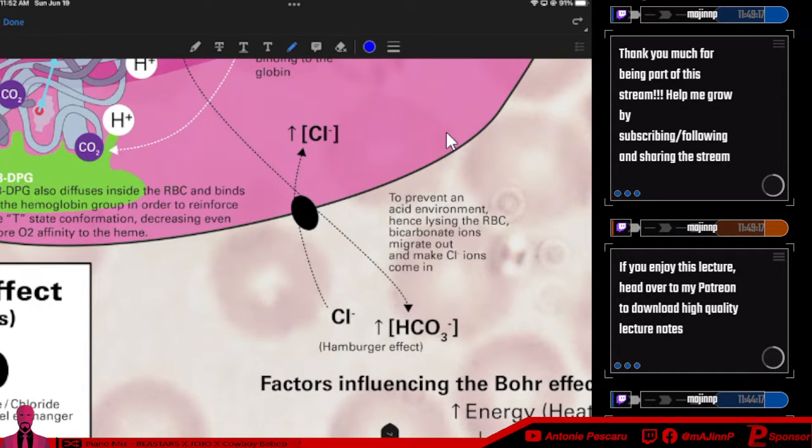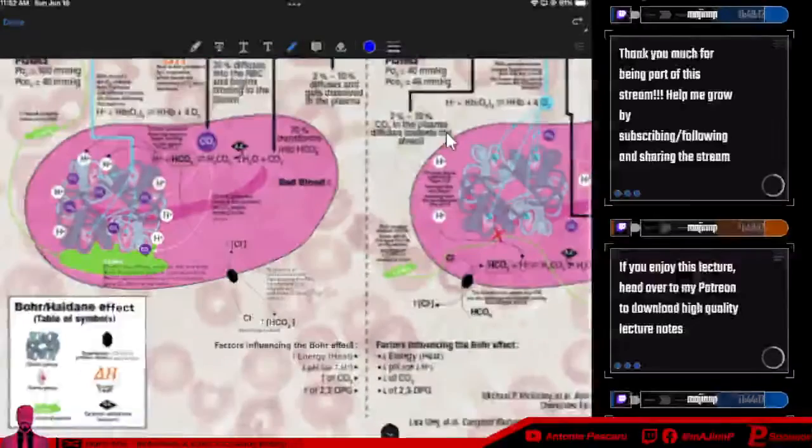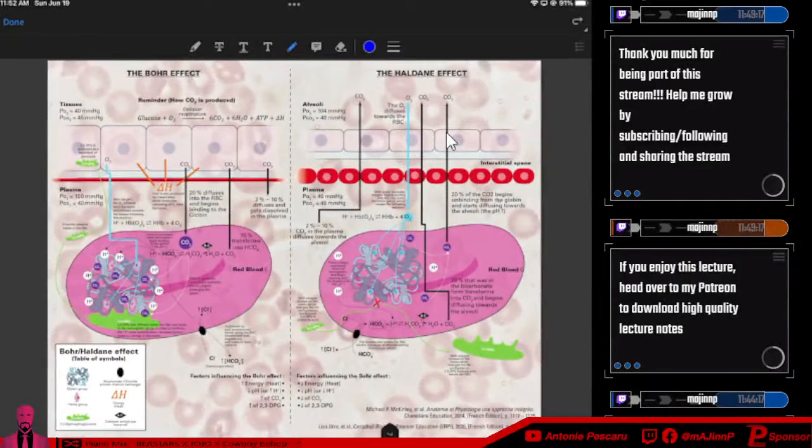Chloride anions, basically, inside of the red blood cell to prevent the lysing of the red blood cell, because too much of an acidic pH can cause the lysis of that red blood cell, and it's very dangerous. You don't want that.